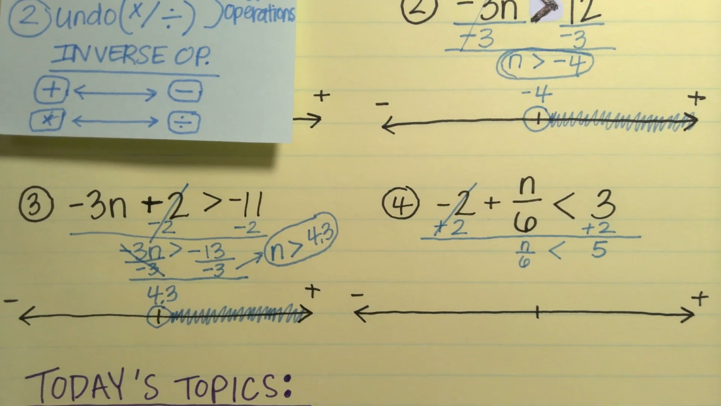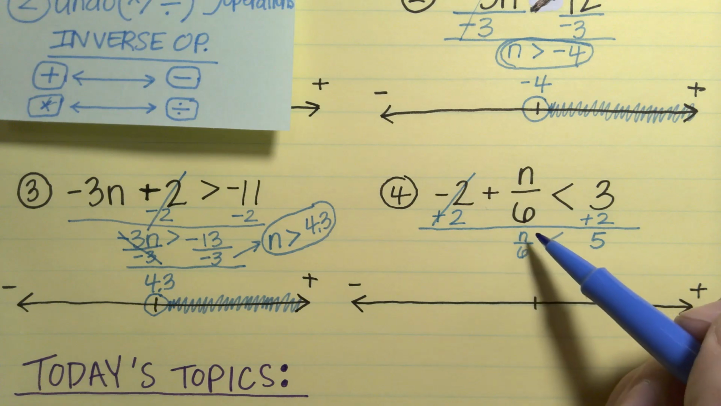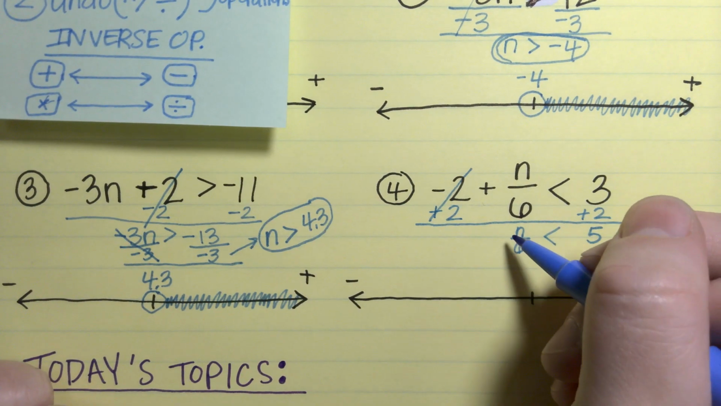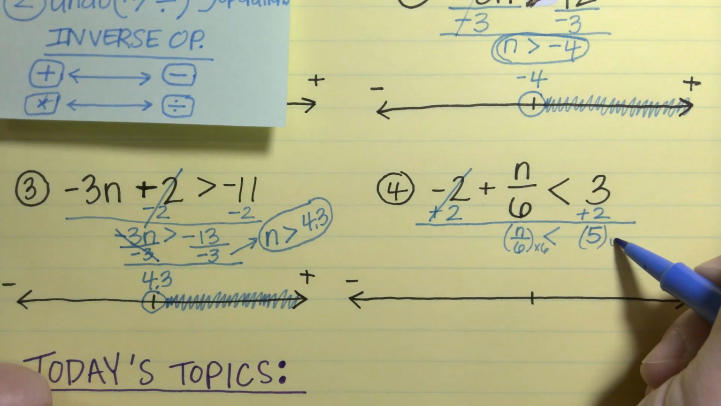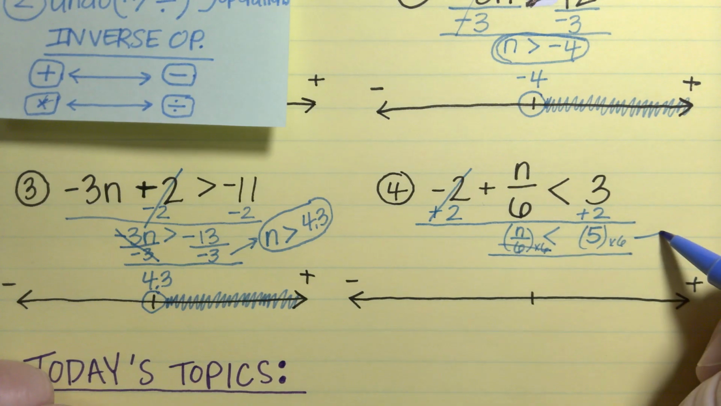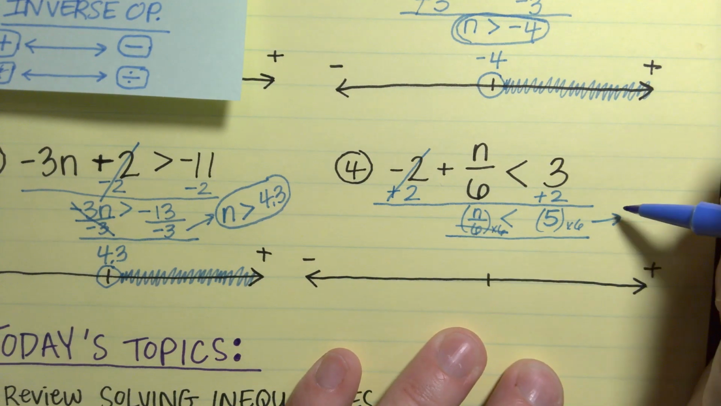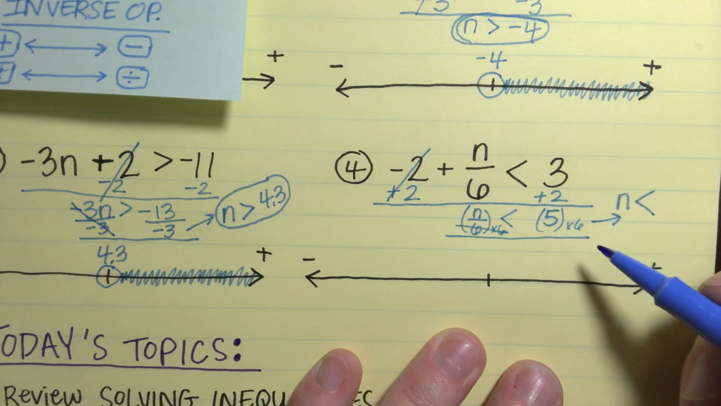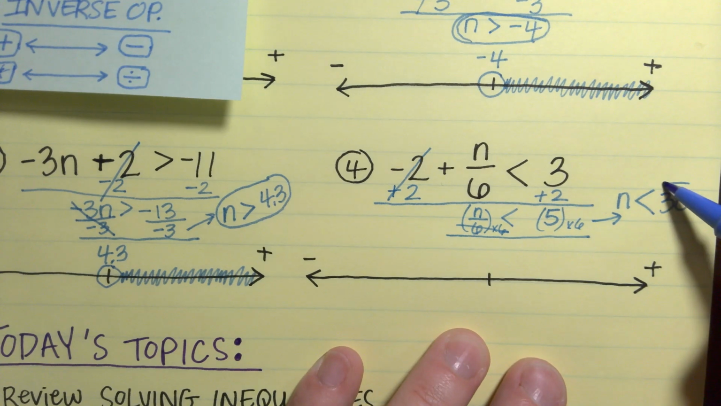So what do I do now? Yes, we have division here, so to get rid of division, we do the opposite, which is multiplication. Good job, guys. So I'm going to multiply by 6 on both sides. My 6's will cancel out, and I got to write it to the side again. And I'm going to be left with n less than 5 times 6. What's that? 30. Good.